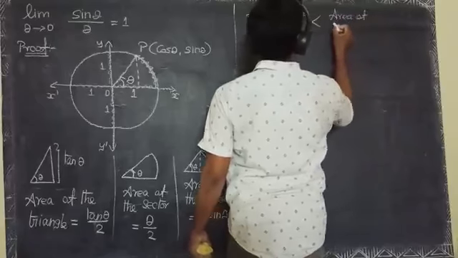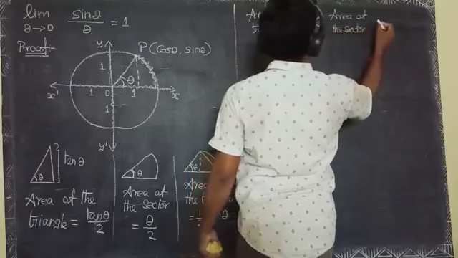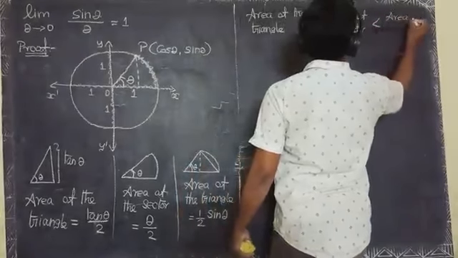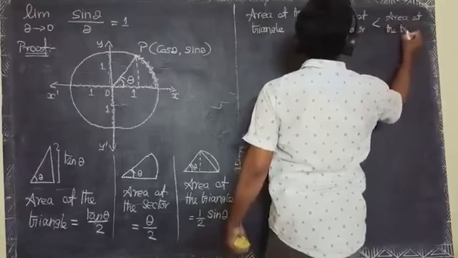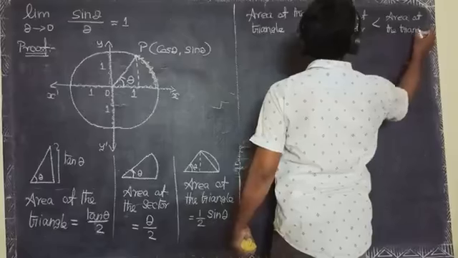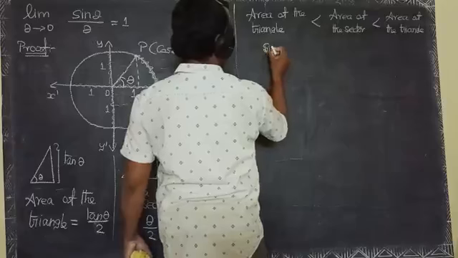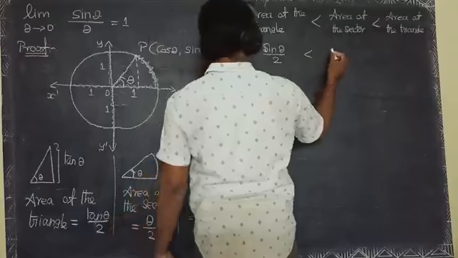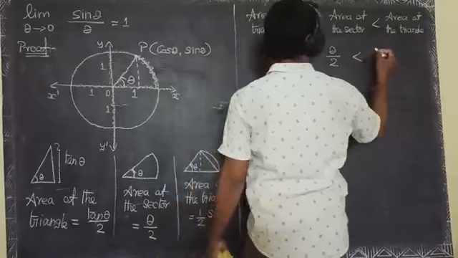Area of the sector is less than area of the triangle. Area of the triangle, that is half sin theta, divided by 2. Sin theta divided by 2 is less than theta divided by 2, which is less than tan theta divided by 2.